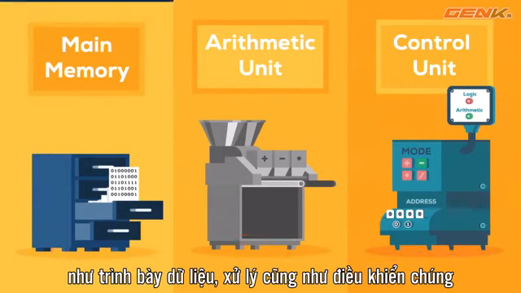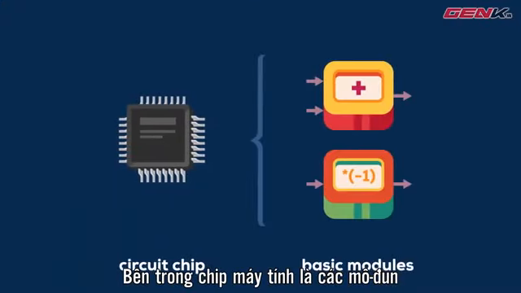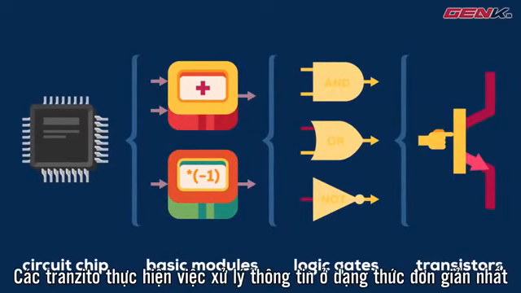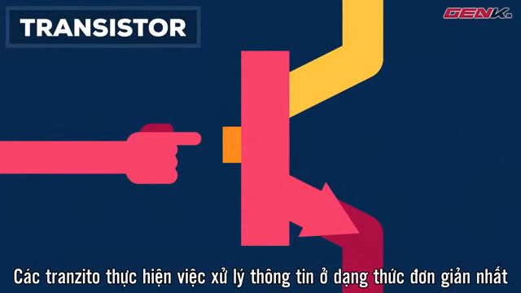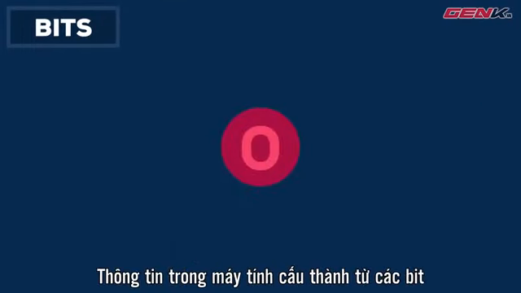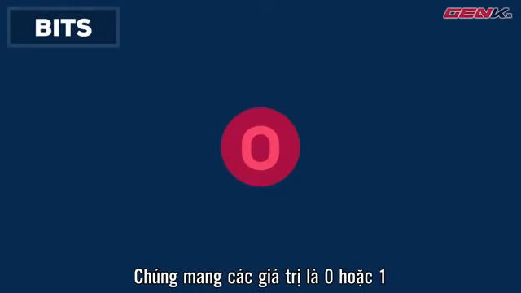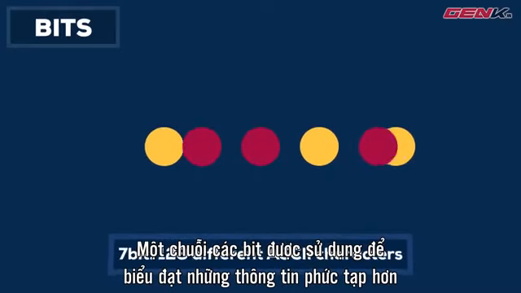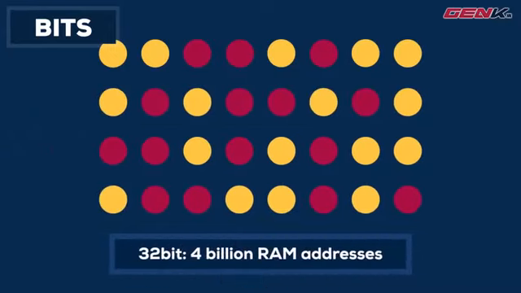and control mechanisms. Computer chips contain modules, which contain logic gates, which contain transistors. A transistor is the simplest form of a data processor in computers, basically a switch that can either block or open the way for information coming through. This information is made up of bits, which can be set to either 0 or 1. Combinations of several bits are used to represent more complex information.